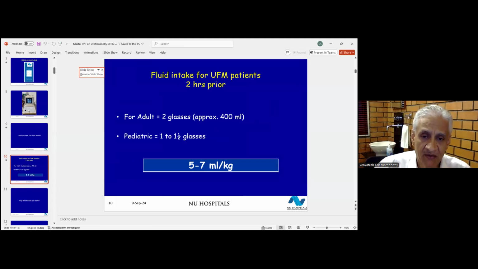Two hours prior, about 2 glasses, about 400 ml, if they haven't had a lot of water already. This is all good for the adult age group. For the pediatric group, you say 1 to 1.5 glasses of water, or 5 to 7 ml per kg. That works for both the pediatric and adult group.